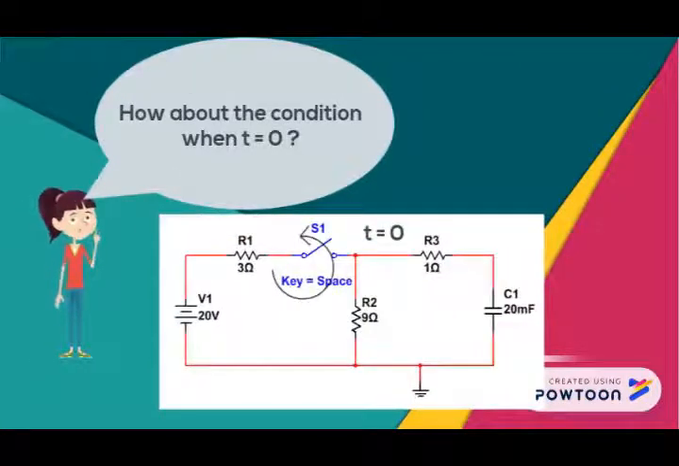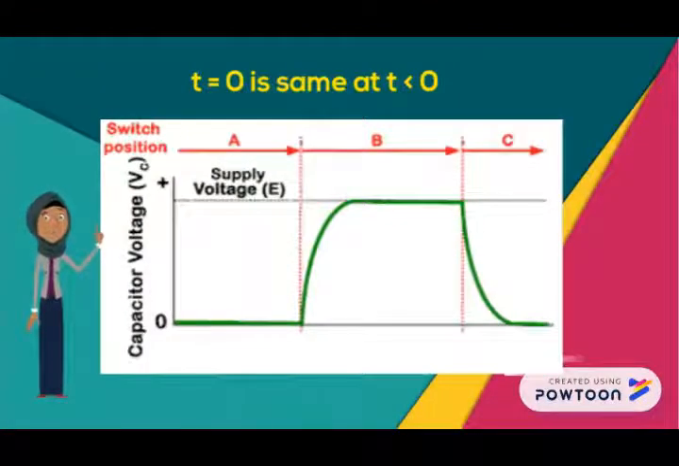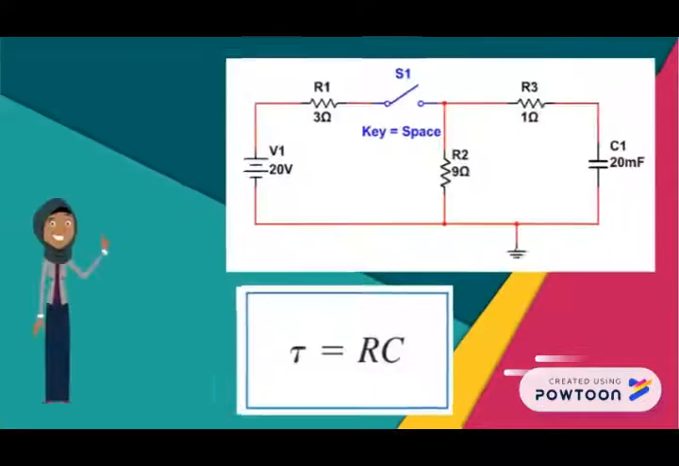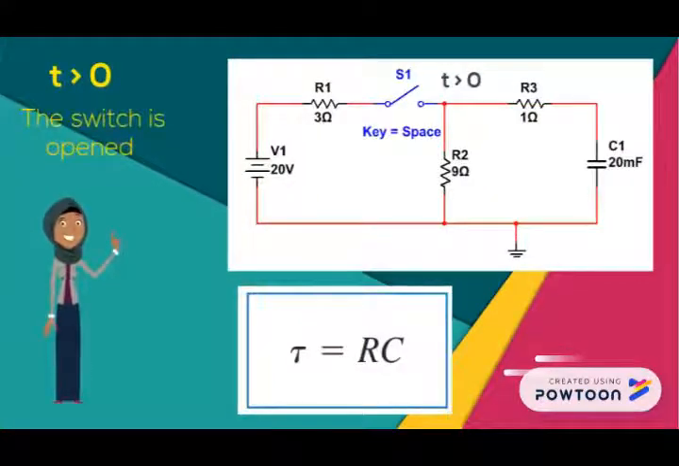How about the condition when t is equal to 0? Since the voltage across a capacitor cannot change instantaneously, t equal to 0 is the same as t lower than 0. So the voltage across the capacitor when t is equal to 0 is still 15 volts. Okay, let's move to the next explanation where t is bigger than 0.